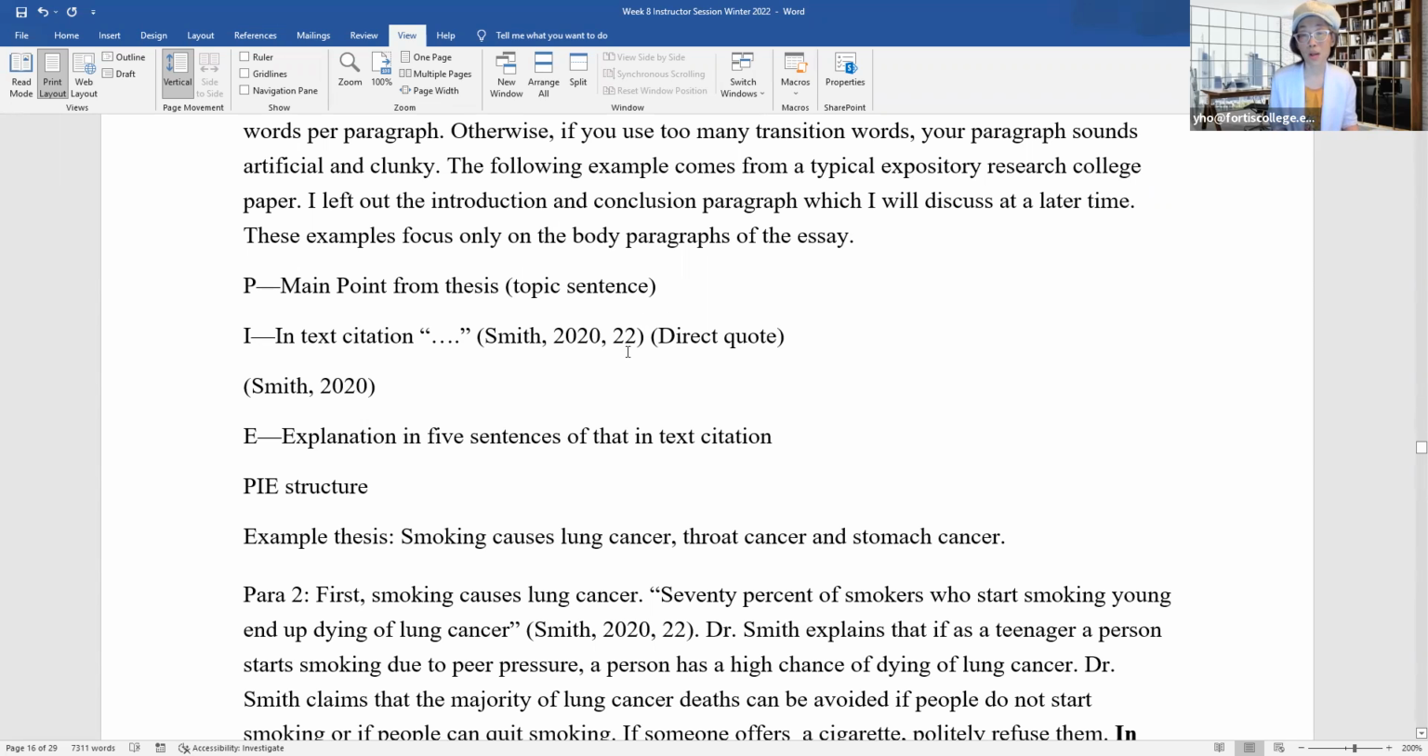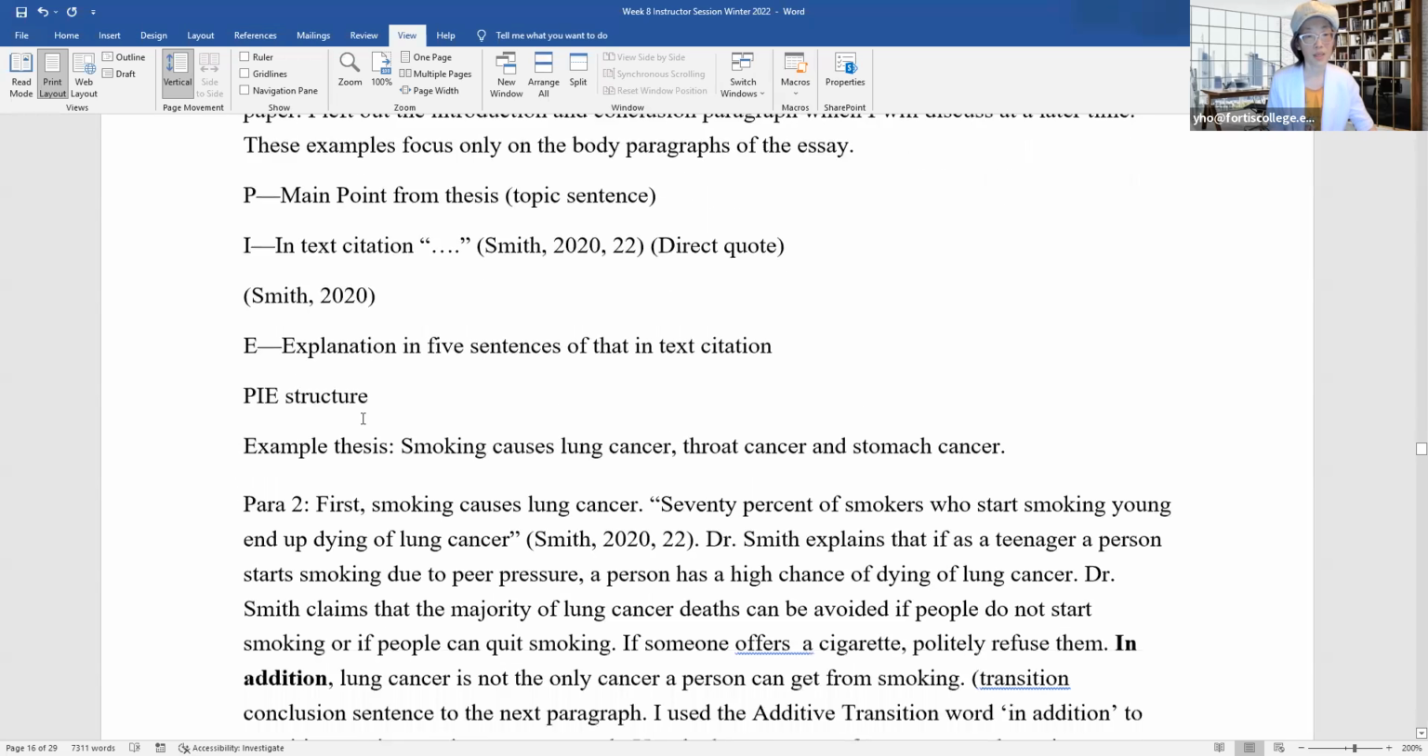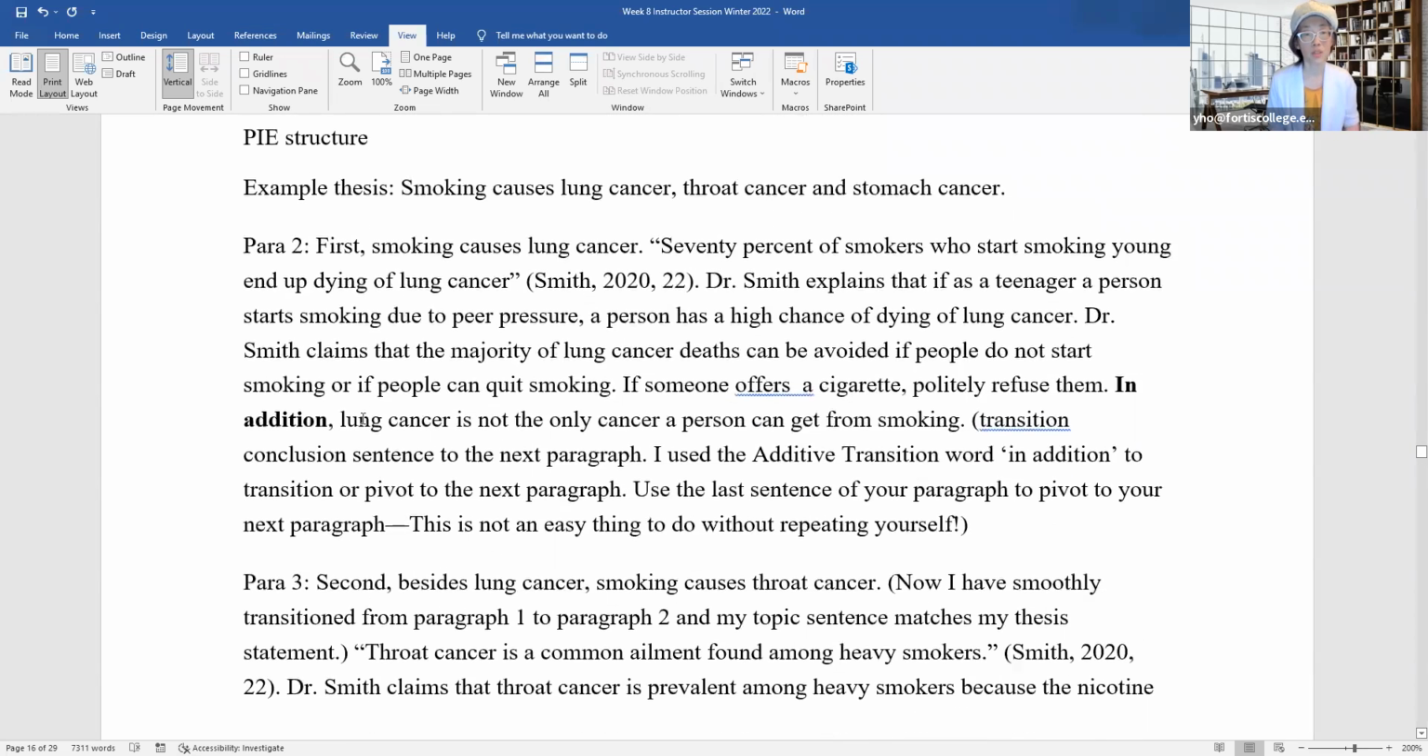A direct quote has quotation marks. A direct quote is when you cite word for word exactly what the author says. And when you have a paraphrase quote, you just write the author name and the date. A paraphrase quote is when you summarize it in your own words. So here's an example of PIE structure.